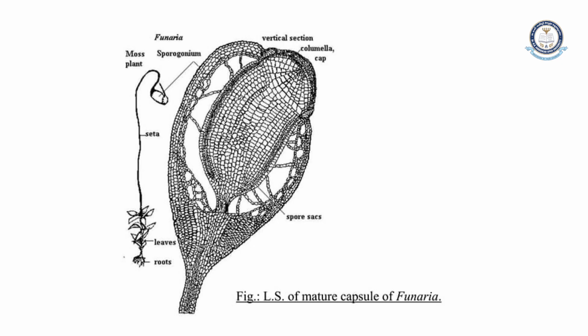Coming to Funaria. This one is the Funaria mature capsule. Here a very big capsule is there. This part is the foot, seta, and this is the columella of the capsule. And this is a Funaria plant. In this Funaria plant, as in most mosses, sporogenous tissues are also present.